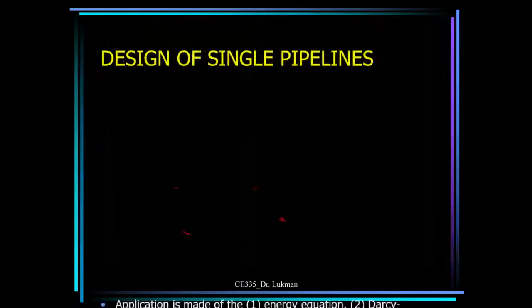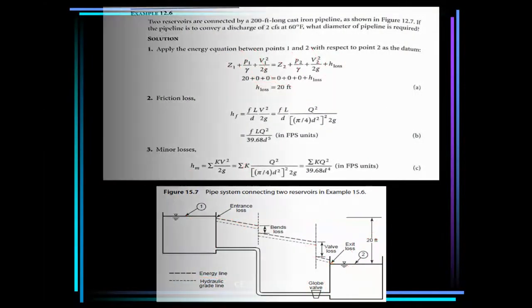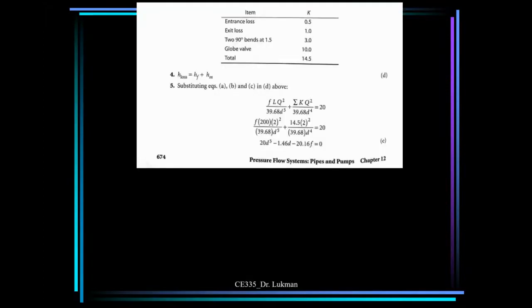So we now go and add all these losses here. You can see them. The entrance loss 0.5, exit 1, two 90-degree bends at 1.5 each, so 3. There are even two, I remember, not one. Globe valve 10. So the total coefficient is 14.5. So now the total head loss is this plus this.